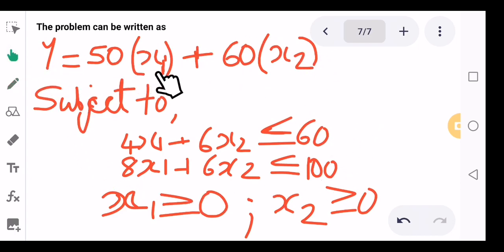Your y, that's the objective function, is this, and this objective can be achieved subject to certain conditions and constraints. The constraints are, this is the first constraint related to raw material, this is the second constraint related to labor, and these two are non-negativity conditions. So you can maximize your profits, you can maximize your y, subject to these conditions and constraints.